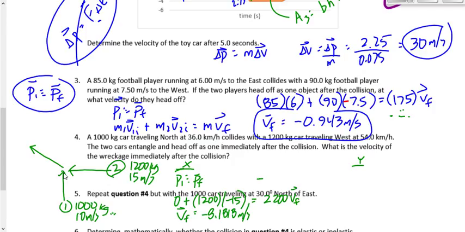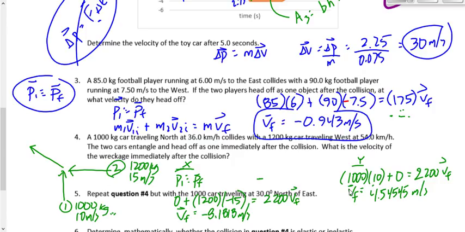This time we've got 1,000 times 10 plus 0. Why 0 for the second one here? This first one is all on the y-axis. The second one is nothing on the x-axis. Sorry, on the y-axis, I should say. We're looking at the y-axis, not the x-axis now. The 10 is positive because it's going up. The total mass is 2,200 times VF. We solve for VF there, works out to be 4.54545 meters per second.